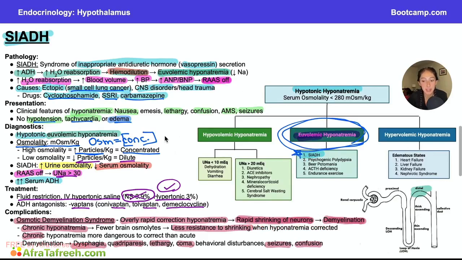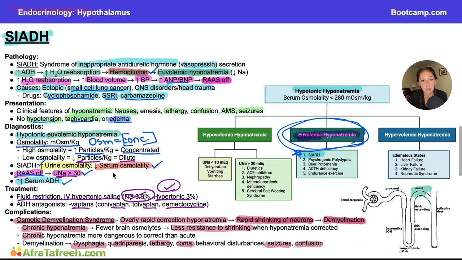You can then check your diagnosis with these lab findings. So if we have inappropriate antidiuretic hormone secretion, we are going to have decreased serum osmolality because of this hemodilution, but we still have this really concentrated urine. So if you see these two, you know that this is an inappropriate response, likely SIADH. Additionally, when RAAS is off, our urine sodium is higher than 30. And then, of course, we have increased serum antidiuretic hormone.